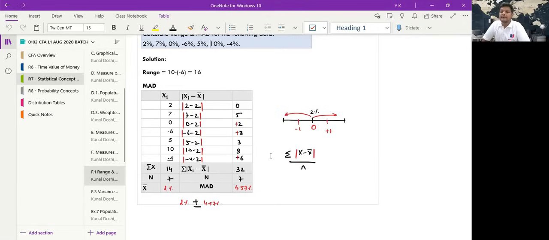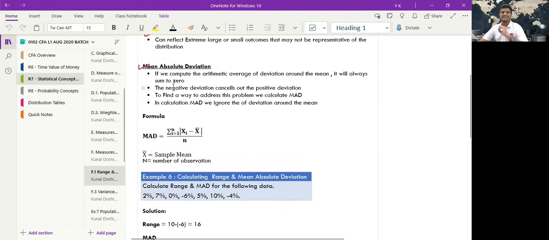Am I clear, everyone? How did we calculate and why did we do all this? Why did I not take simply the summation of x minus x bar? Why did I take the absolute values? What if I don't take the absolute values? What would happen? My answer would always be 0 and it will show me a wrong picture. Clear, everyone? Yes, sir. So now, let us read the concept.